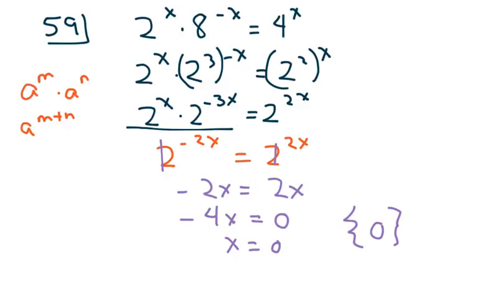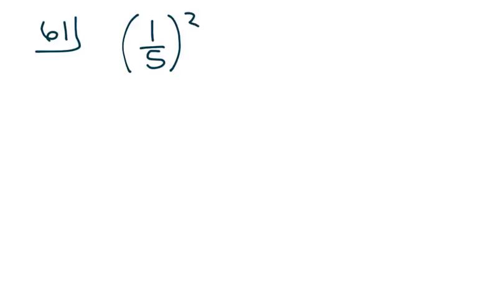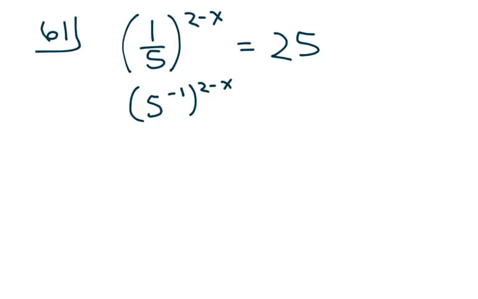Alright, 61. This is a lot easier than the graphing, right? 61: we have (1/5)^(2-x) = 25. This is another good test question. I need to have the same base, so you can choose 1/5 as your base, and I'll do it both ways. I'm going to change this to base 5, so this is going to be 5 to the negative (2 minus x) equals 5 squared.